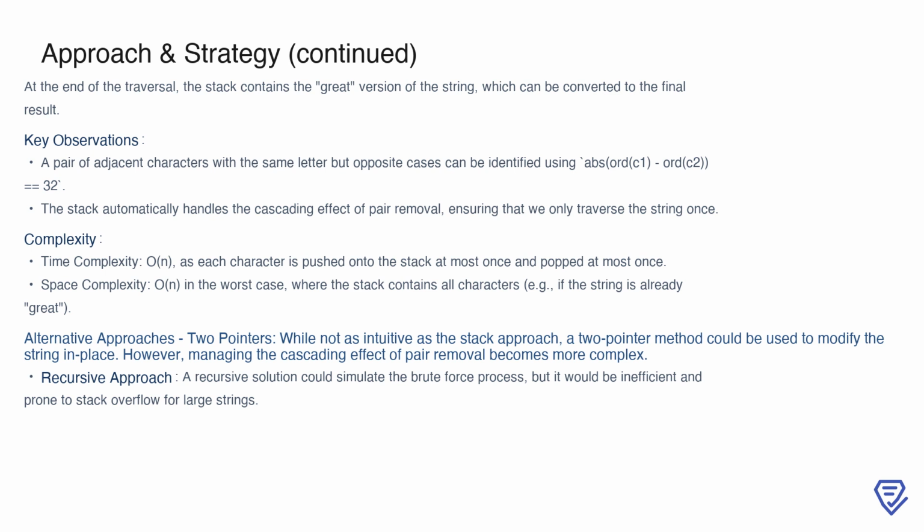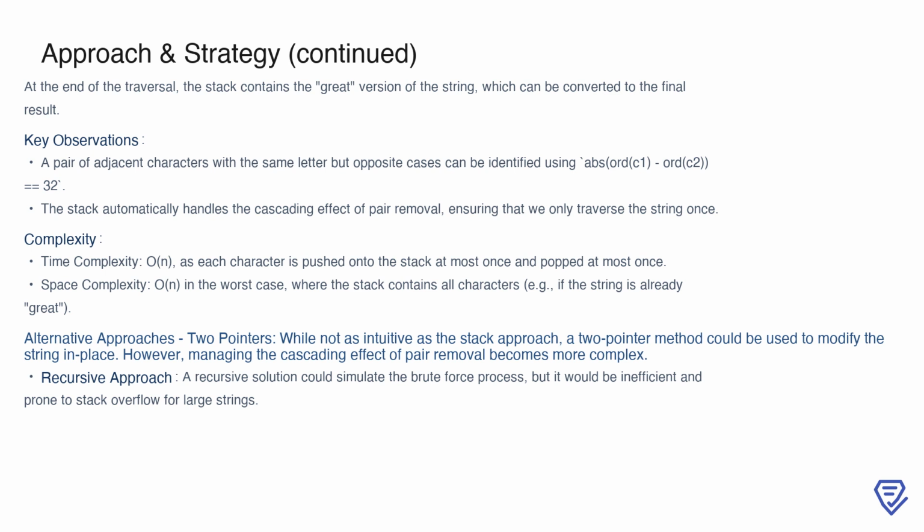to the final result. One important detail here is how we identify conflicting pairs of characters. This can be done using the condition abs(ord(c1) - ord(c2)) == 32, which checks if the two characters differ only in their case. The stack inherently manages the cascading effect, ensuring that we only need one traversal of the string.